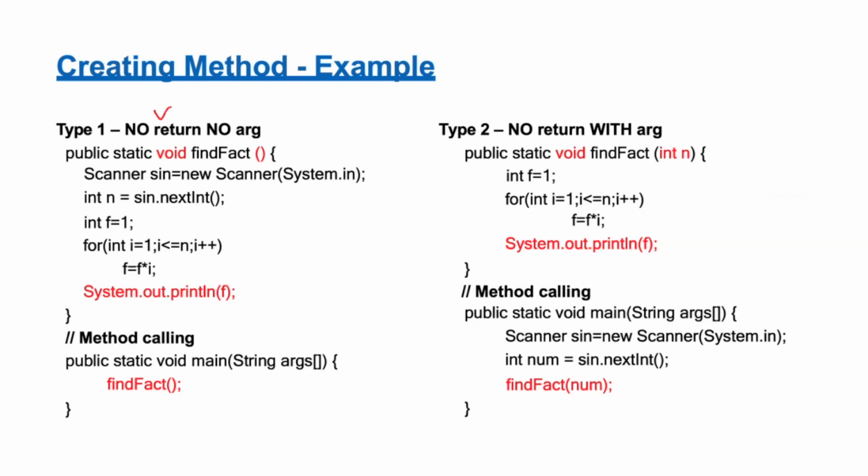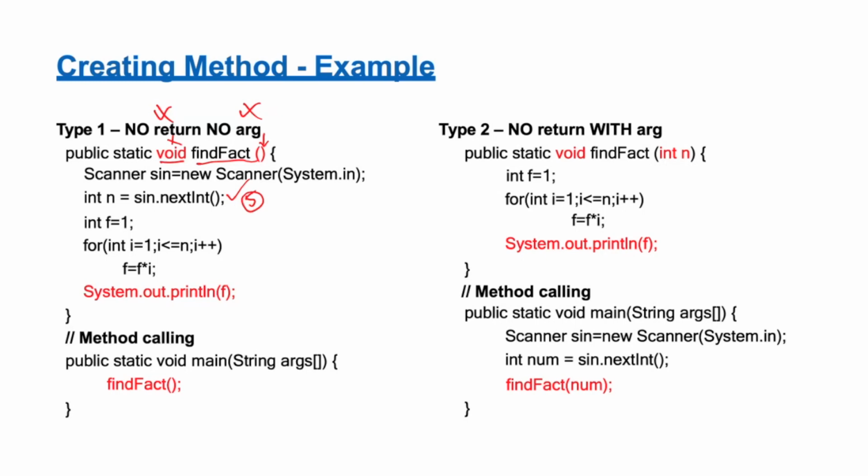No return value and no argument value means there is no input and no output. So public static void, void means empty, nil. This is the name of the method, findFactorial. Scanner sc = new Scanner. I'm going to read some data here. Inside itself I'm reading the data, it is not provided from outside. So here we are going to read a particular value, 5.